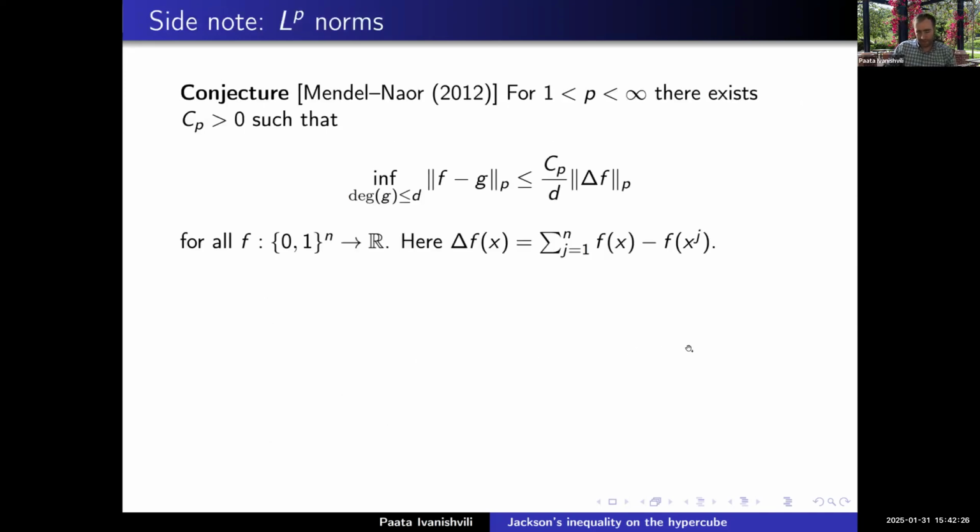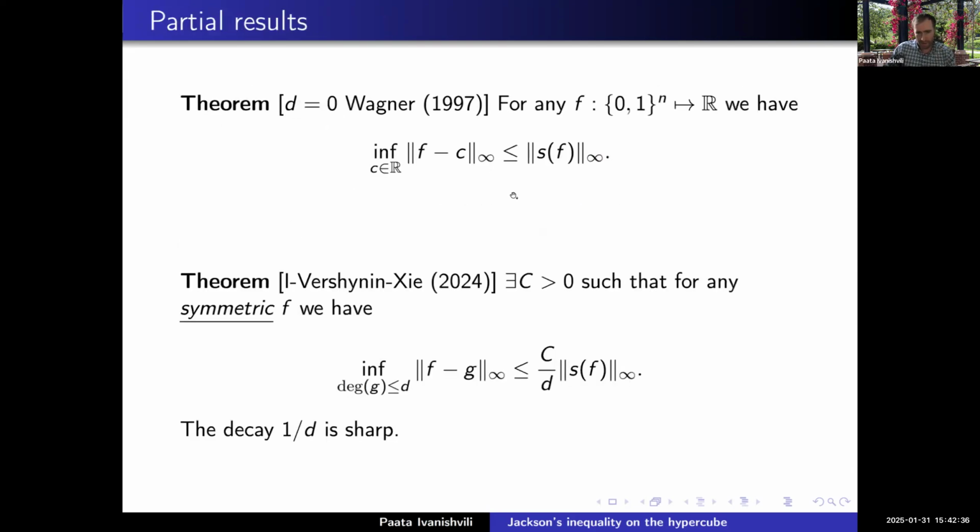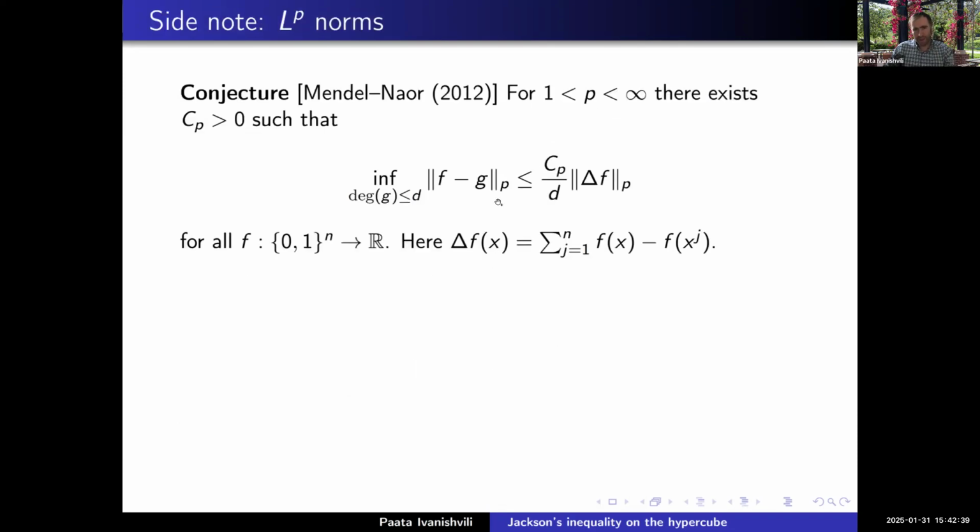And before I move to the other results, I want to say that there are similar questions. There is absolutely no reason to talk only about the maximum norm. We can talk about the LP norm. For the LP norm, you take a uniformly distributed random vector on the hypercube. The way you compute the LP norm is you take the expectation of the pth power of this thing at point X, and then you take the 1 over p power, with respect to the normalized uniform probability measure on the hypercube. And there is a conjecture of Mendel-Naor, which is a very old conjecture, one of my favorite problems in this field.